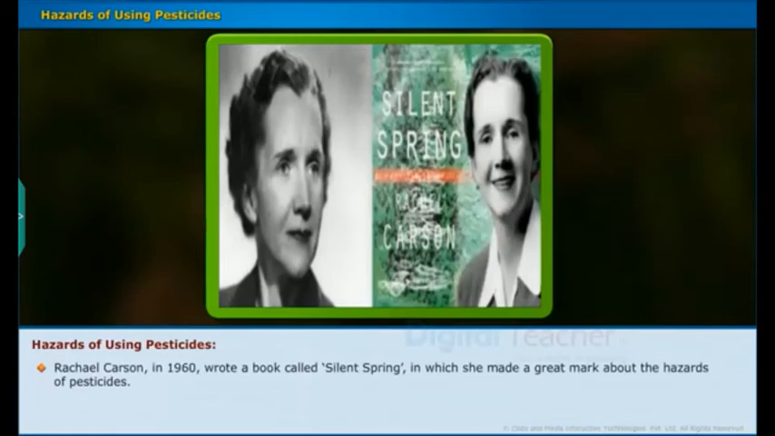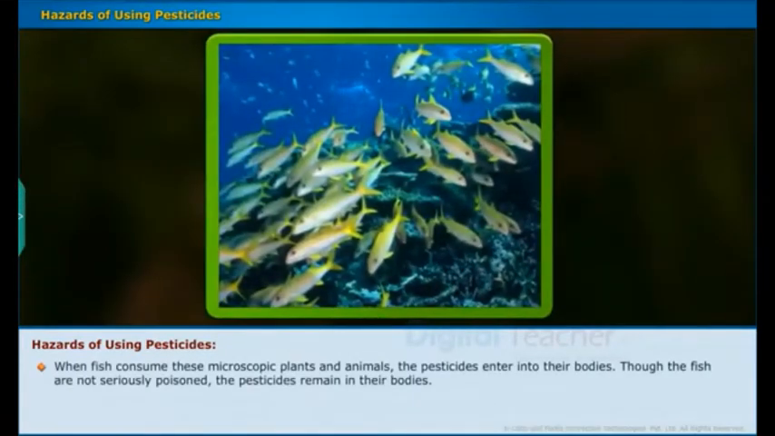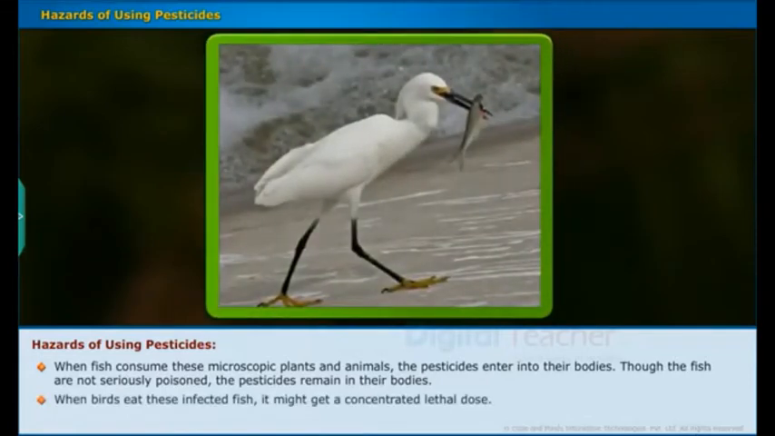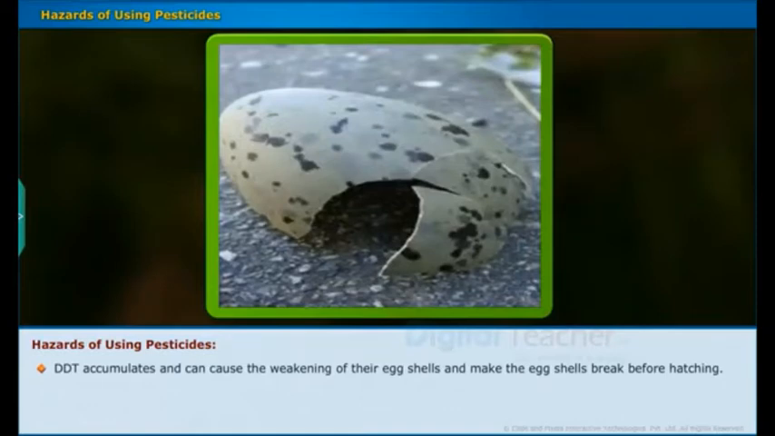Rachel Carson in 1960 wrote a book called Silent Spring, in which she made a great mark about the hazards of pesticides. Due to the usage of pesticides, their constituents get into the bodies of microscopic animals and plants in the soil and water. When fish consume these microscopic plants and animals, the pesticides enter their bodies. Though the fish are not seriously poisoned, the pesticides remain in their bodies. When birds eat these infected fish, they might get a concentrated lethal dose. DDT accumulates and causes the weakening of their eggshells and makes the eggshells break before hatching.